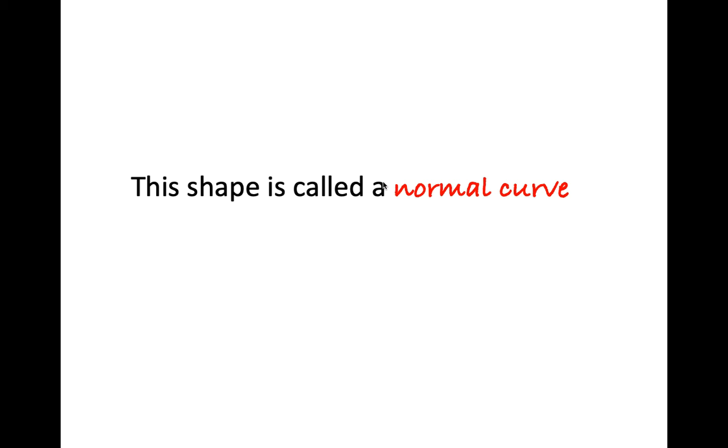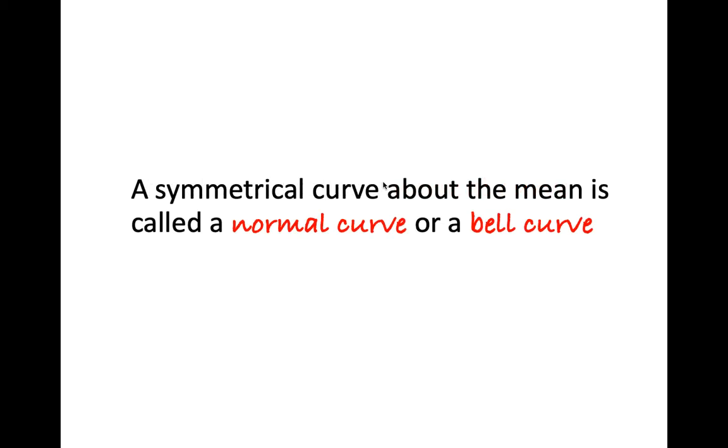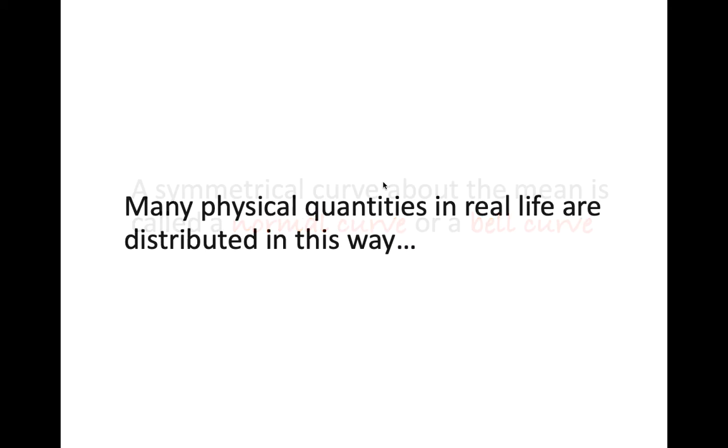Well, it turns out that this shape that we have generated by just rolling 2 dice or 3 dice or more is called a normal curve. It's sometimes also referred to as a bell curve. And this is a symmetrical curve about the mean. In other words, where the mean is at the center and it's symmetrical on either side, we call it the normal curve or the bell curve.